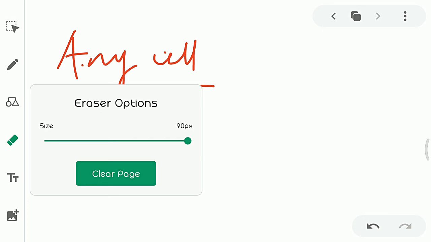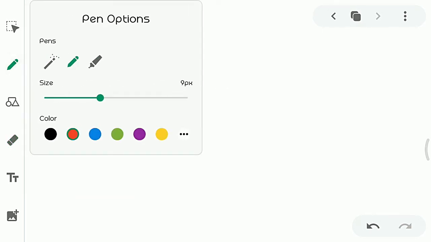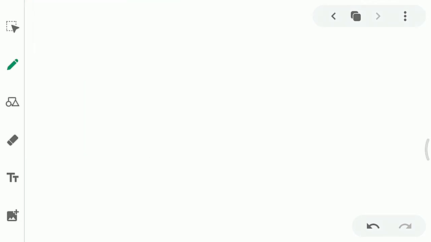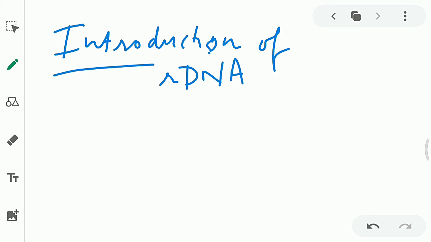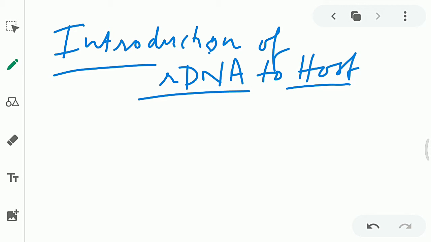Okay. Now this is regarding host cell. Now we will move on to the next topic. Next topic is regarding gene transfer or introduction of rDNA into the host. Now we discuss the methods of introduction of recombinant DNA to host. So there are so many methods. Among them we will discuss five major techniques.